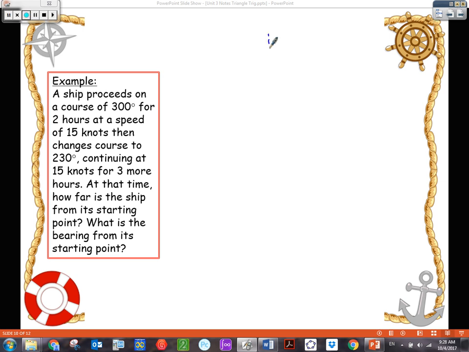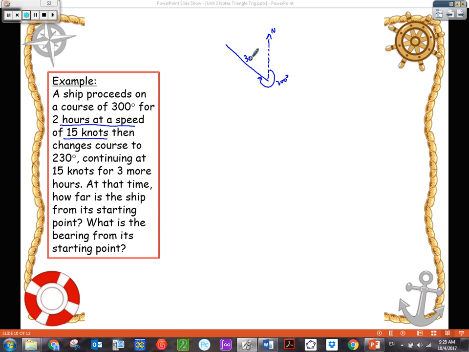Okay, so we're here. Here's our north line. Here's our 300 degree course. So I draw this, I indicate that's 300 degrees. And if I'm going 2 hours at a speed of 15 knots, what distance have I covered? 30 knots, right? If I go 15 knots an hour and I've gone 2 hours, then this is 30 knots.